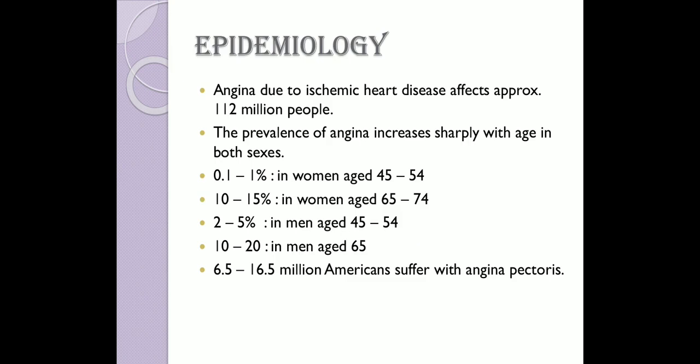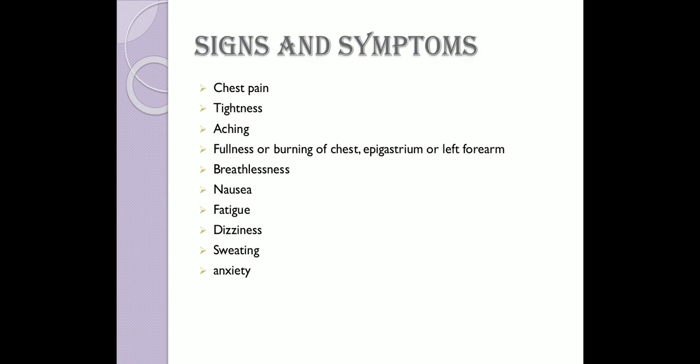Now we will move toward the epidemiology. Angina due to ischemic heart disease affects approximately 112 million people. The prevalence of angina increases sharply with age in both sexes. In these figures, you can observe that as the age increases, the risk of angina also increases.